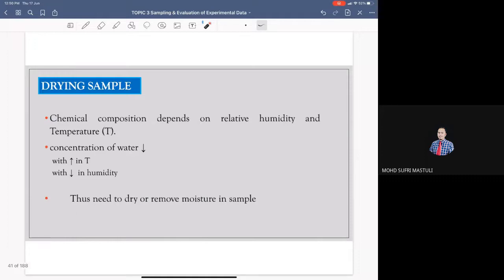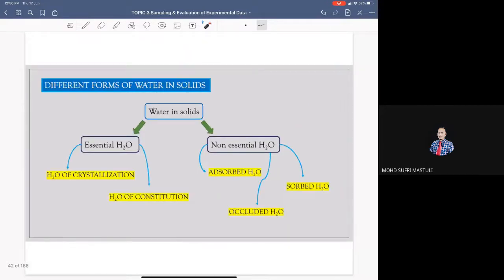So drying of samples: the chemical composition inside the samples is very dependent on the temperature and also very dependent on the humidity around the sample. So if we have a higher temperature or lower humidity, the concentration of water inside the samples gets low. Thus we need to remove the moisture from the sample by heating.